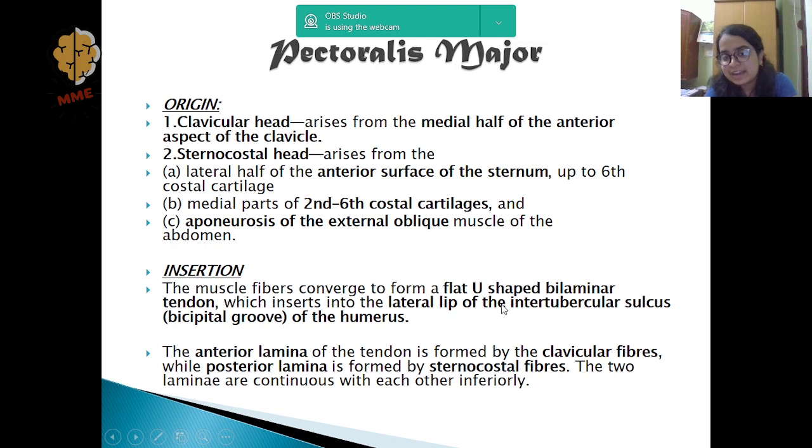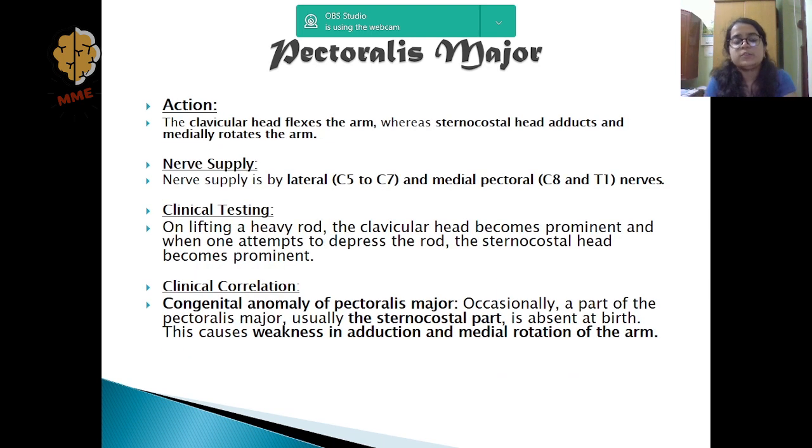Now, what is the manner of insertion of this pectoralis major muscle? It has a flat, U-shaped, bilaminar tendon, 2 laminae. The anterior lamina is formed by the clavicular fibers, and the posterior lamina is formed by the sternocostal fibers, and these 2 laminae are continuous inferiorly. Okay. So action.